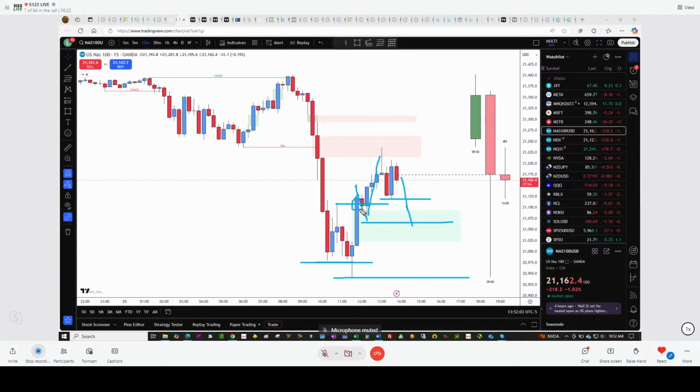It did close above, so it's saying that this low is strong. It's a strong low right now, right? So we could continue pushing to the upside. So I'm not going to fight them.